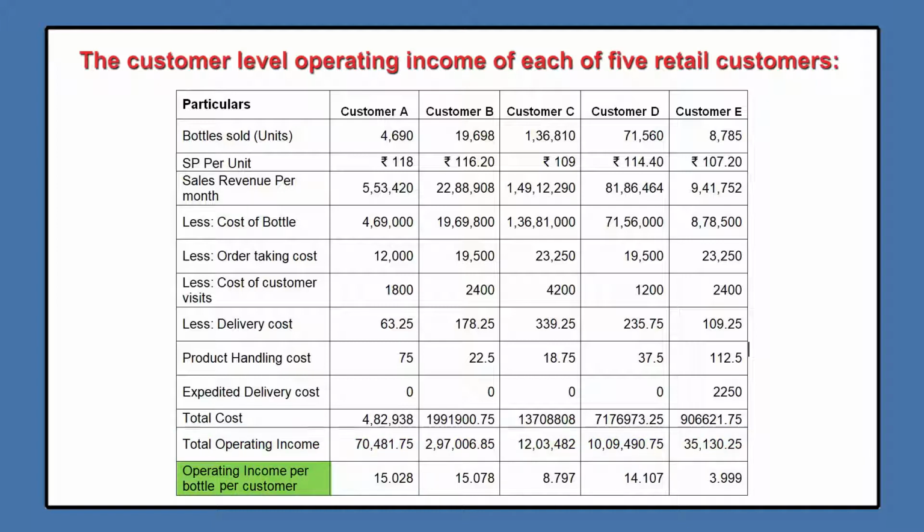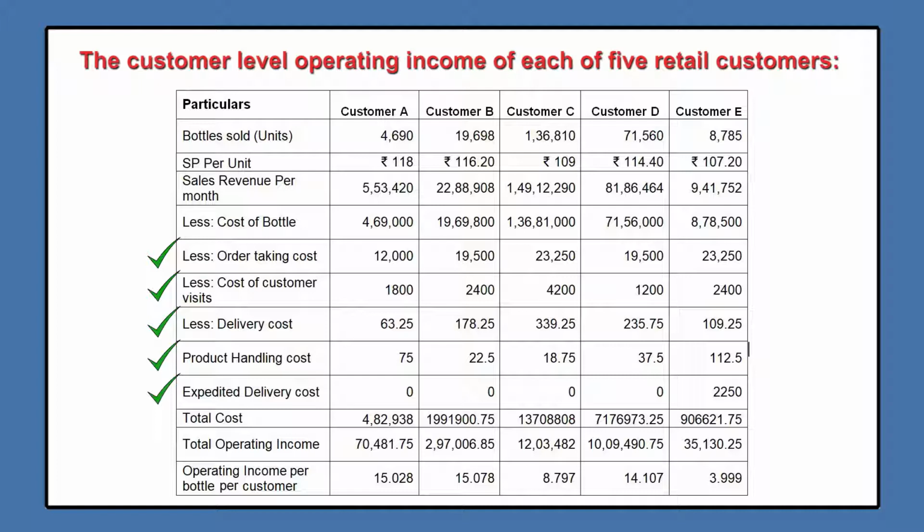Operating income per case is calculated to be 15.028 rupees for customer A, 15.078 rupees for customer B, 8.797 rupees for customer C, 14.107 rupees for customer D, and 3.99 rupees for customer E. In the above analysis, customers are evaluated based on the activity cost drivers, namely order taking cost, customer visit cost, delivery cost, product handling cost, expedited delivery cost.